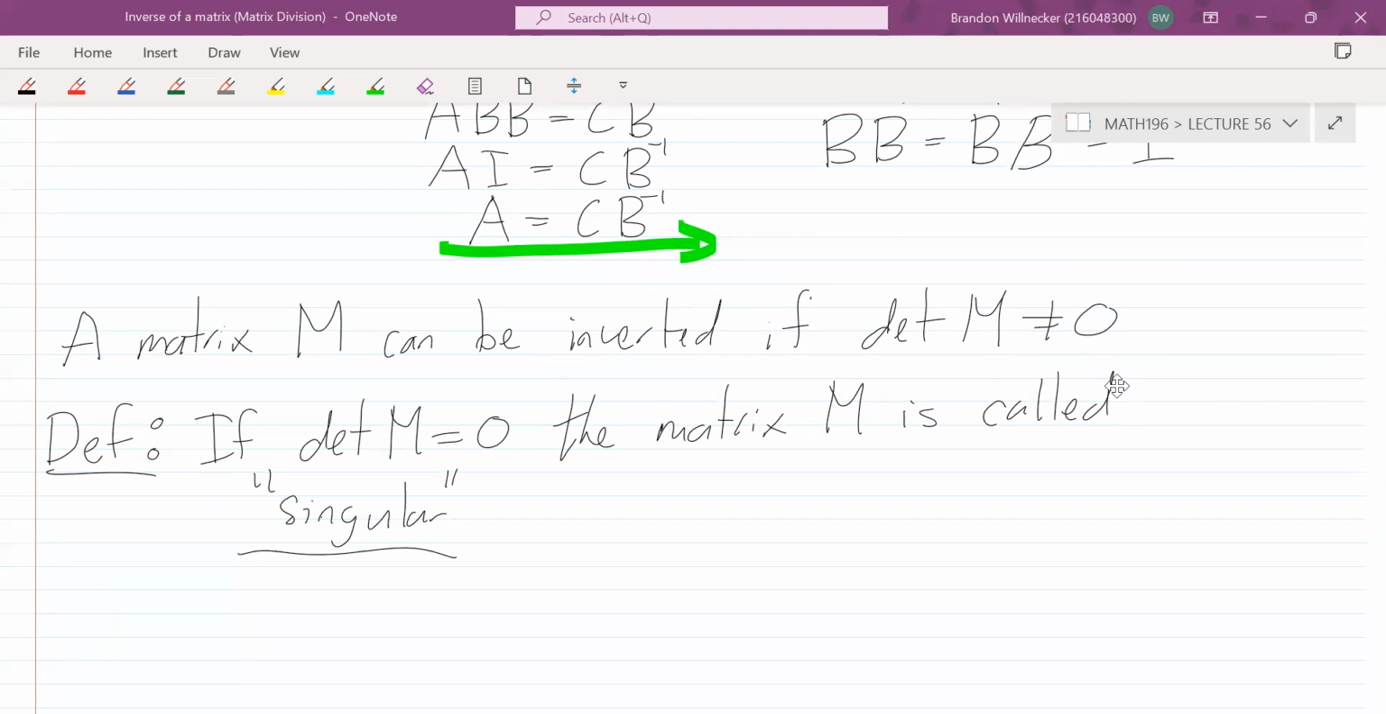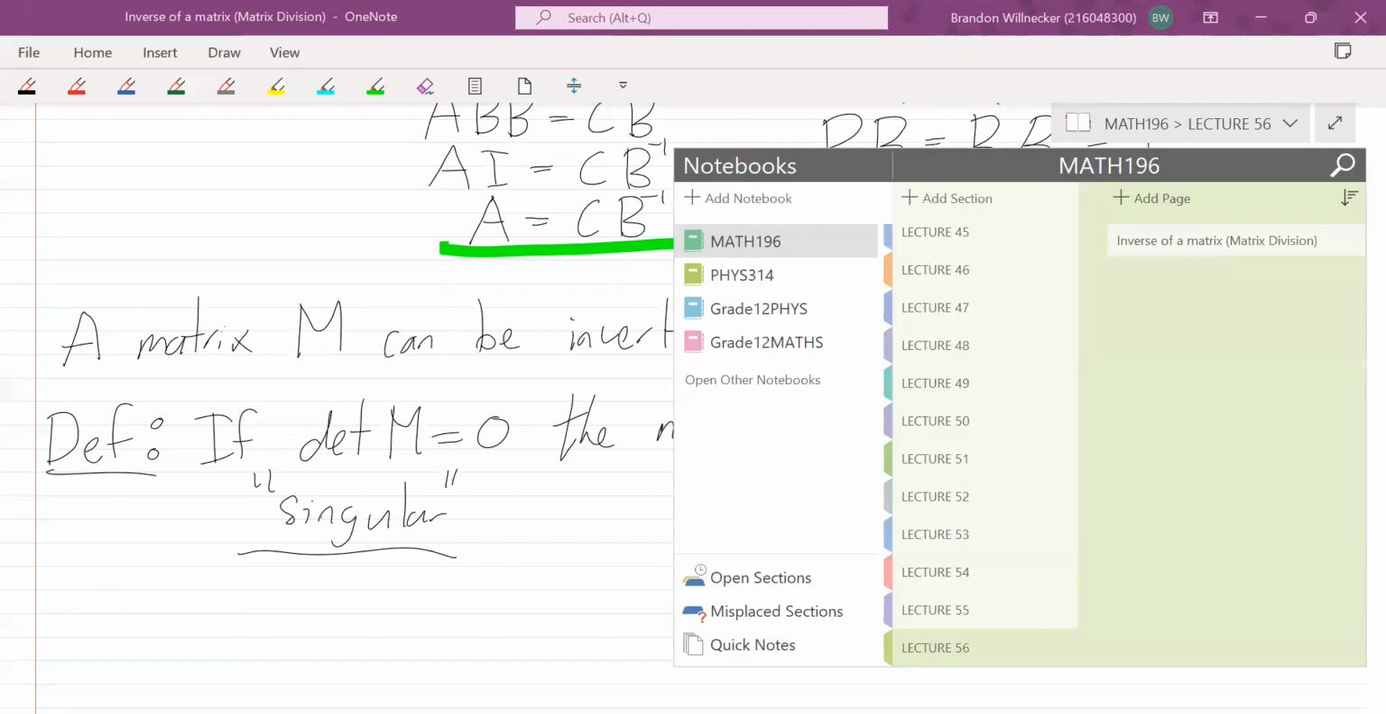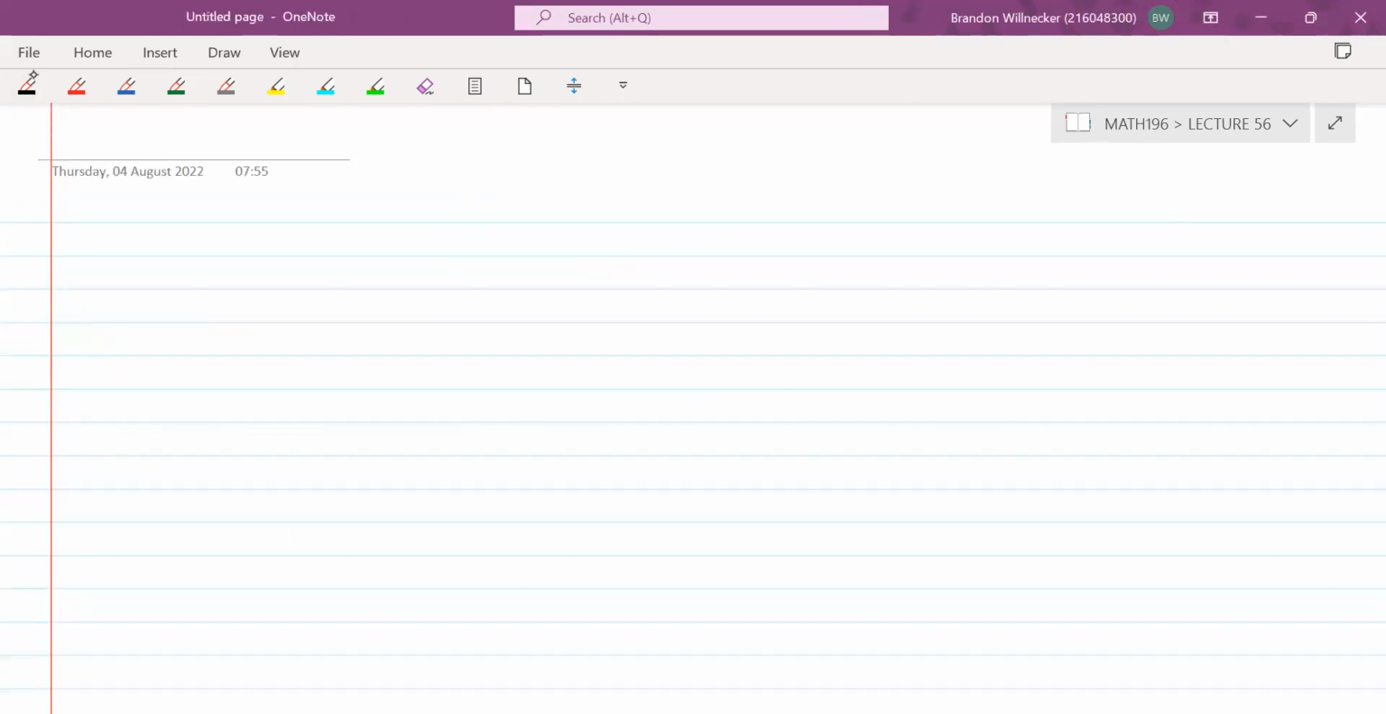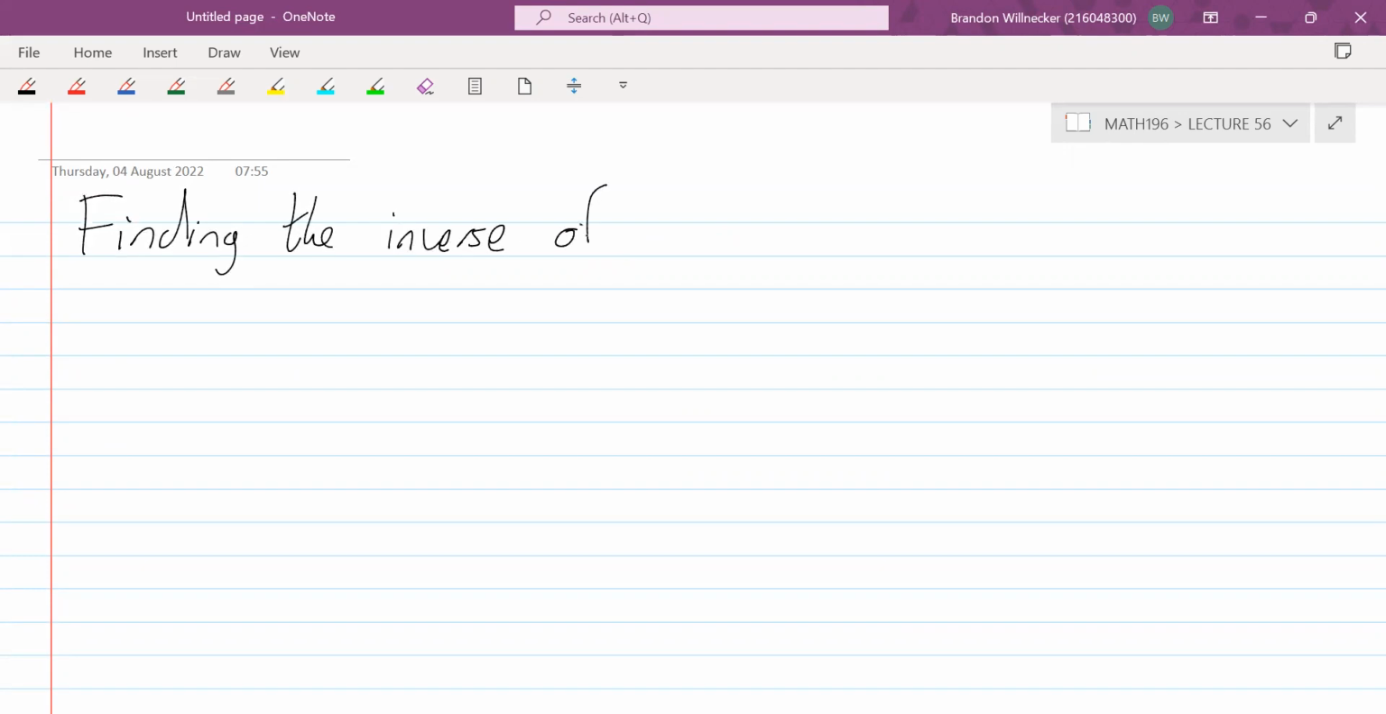Okay, so how do we find the inverse? We're going to start with the 2 by 2 matrix. Okay, it's the simplest square matrix. And then we're going to look at a 3 by 3 matrix. Okay, so finding the inverse of a 2 by 2 matrix.